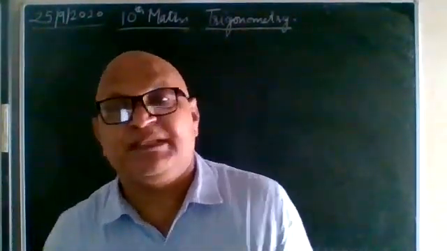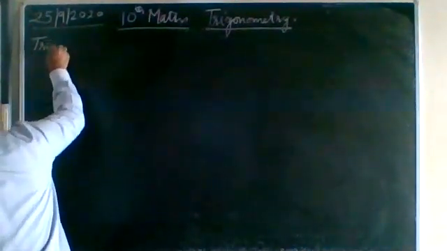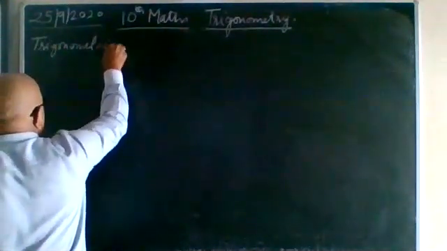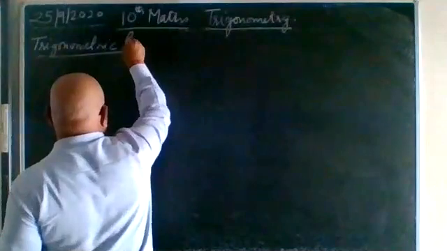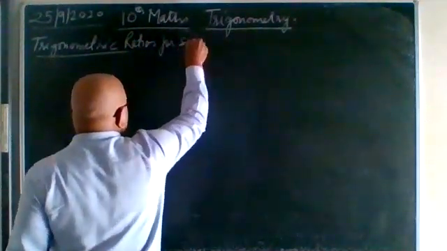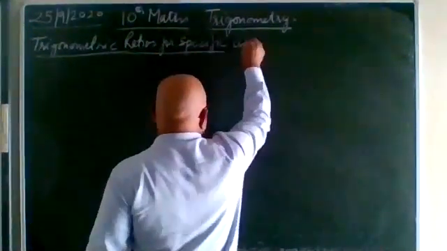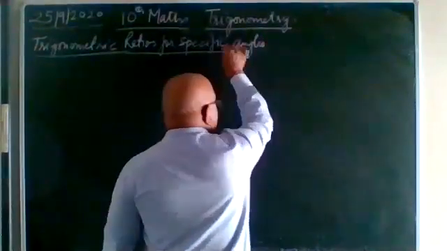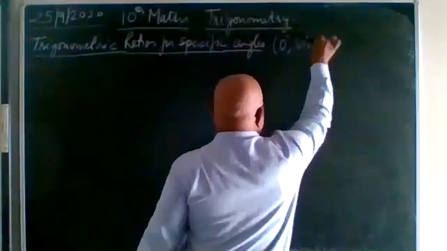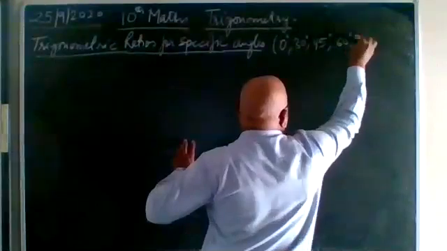Trigonometric ratios for specific angles. Now, the specific angles we are taking as 0 degree, 30 degree, 45 degree, 60 degree, and 90 degree.